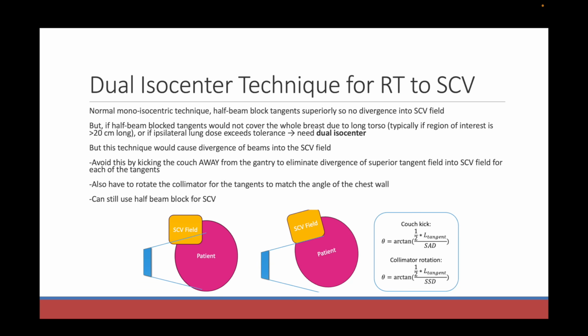I know that was a lot, very technical and kind of physics heavy, but I think that if the breast section becomes hard, then this is the stuff that they will ask us about planning: describing your breast fields and mono versus dual isocenter. So hopefully this review was helpful.